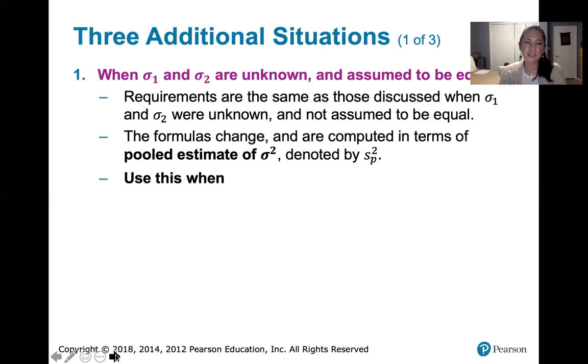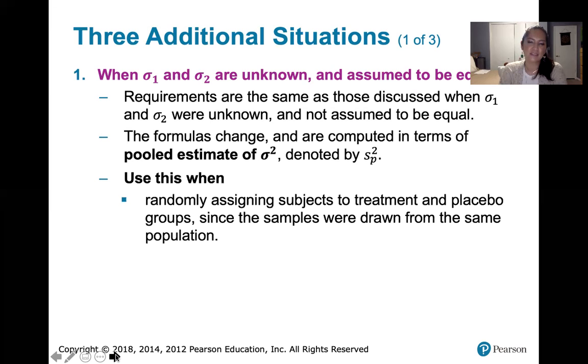We're going to use this whenever it's appropriate to assume that those two population standard deviations are equal to each other. One example of this would be when randomly assigning subjects to treatment and placebo groups. In that case, the samples are drawn from the same population, so it makes sense to assume that those standard deviations would be equal to each other.